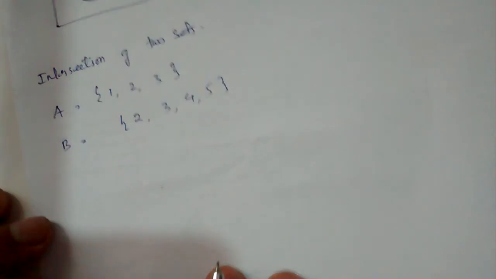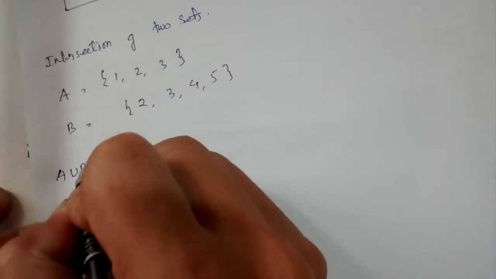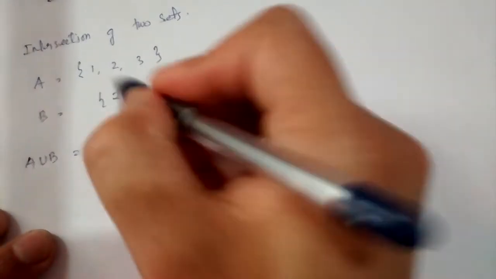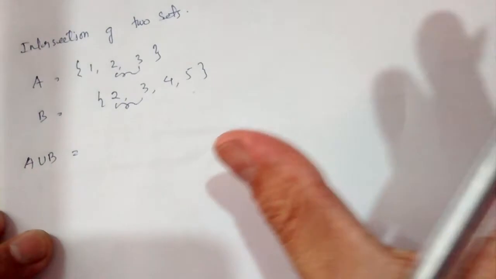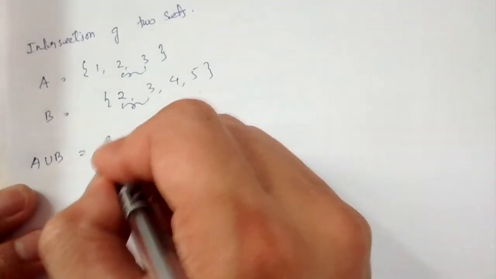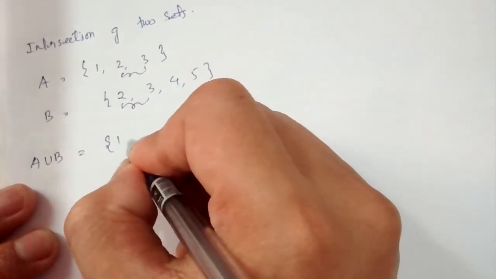Now, what is the intersection of a set? The intersection of a set is denoted by this symbol. What does this mean? The intersection operation helps us identify the common elements. We know that these two sets have two elements in common, 2 and 3. So the intersection of a set will help us identify that which is common to each other.